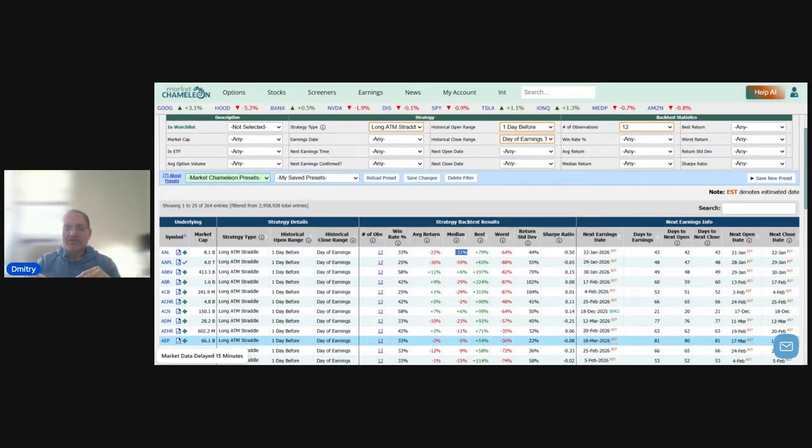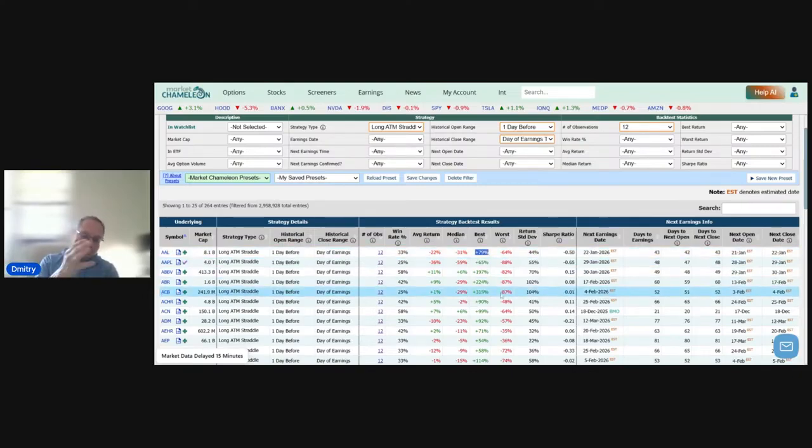And then we have a range. So the range is like, well, what is the best return in the last 12 quarters? And what's the worst, right? So this gives us the historical high-low range. This shows us that the best return in this particular stock, AAL, was 79%.